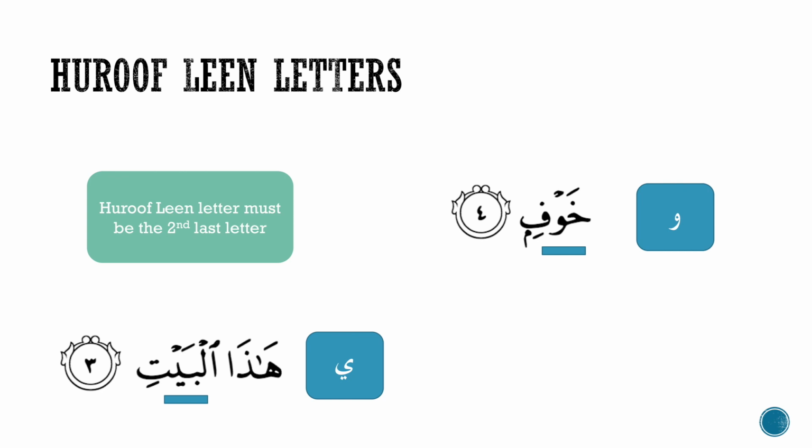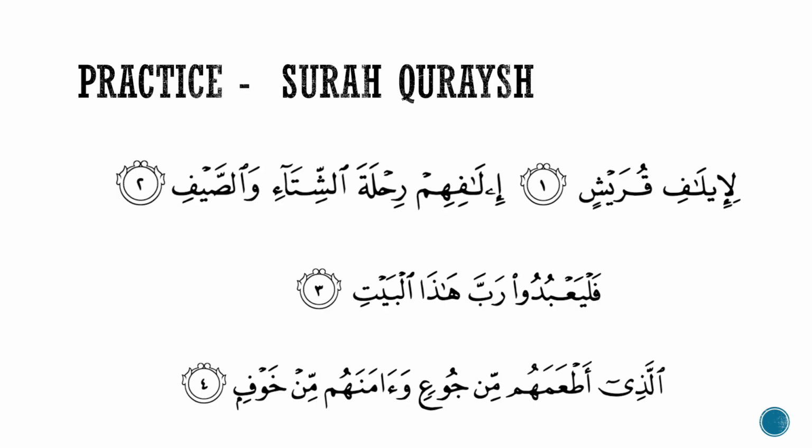Huroof leen letters are two: waw preceded by a fatah and ya preceded by a fatah. Remember, huroof leen letter must be the second last letter. So for an example of the letter waw, we have the word khawf. For the example of the letter ya, we have البيت. So now let's practice from Surah Al-Quraysh from the Quran.